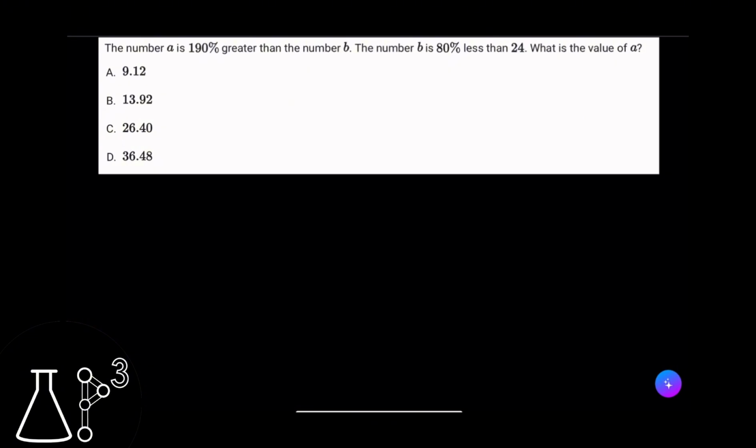If you write that as an equation, I'm going to get A equals B plus the percentage, so 190 divided by 100 of B. And this is my A equation. And B equals, we're given that it's 80% less than 24. So what I can do is 20% or 0.2 multiplied by 24 to find my value of B, which ultimately equals 4.8. Now I can plug that into my first equation and find my value of A.